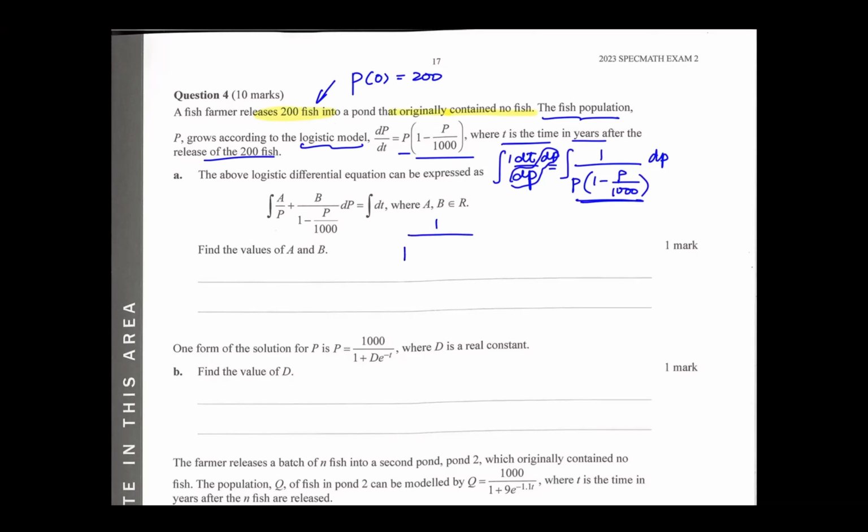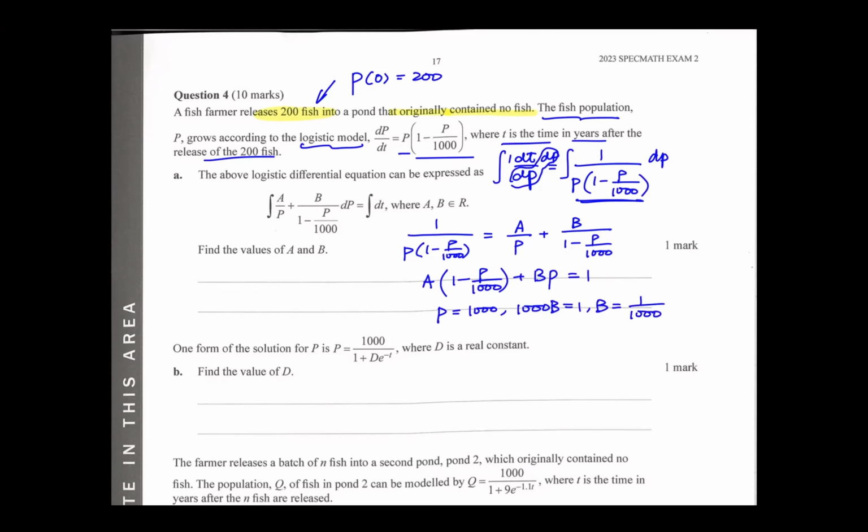I would say 1 over P times (1 minus P over 1,000) equals some constant A divided by P plus B over (1 minus P over 1,000). You may want to use a CAS calculator to decompose this partial fraction, but what I'm going to do is A times (1 minus P over 1,000) plus B times P equals 1. Then you can choose P equals 1,000. Therefore, 1,000 B equals 1, so B equals 1 over 1,000.